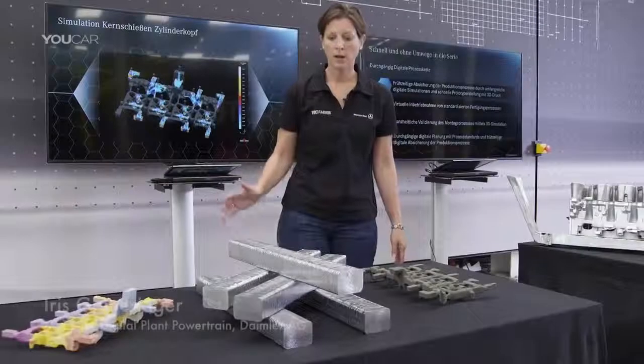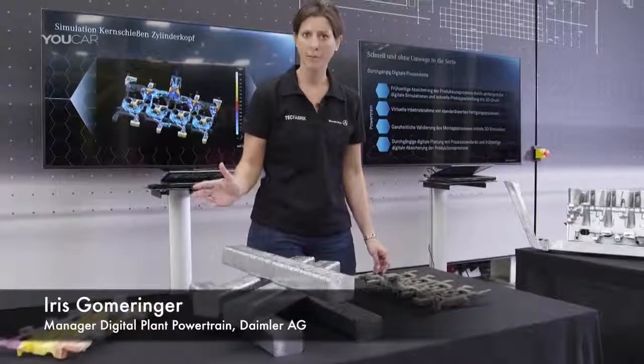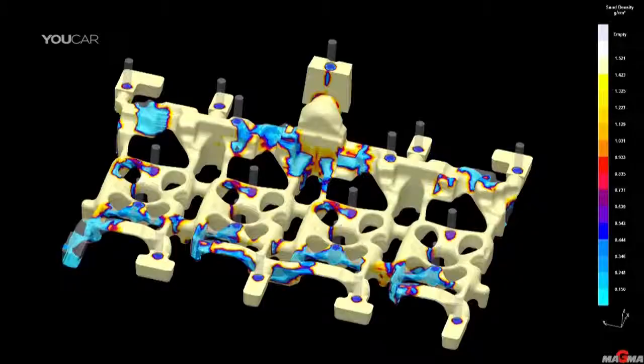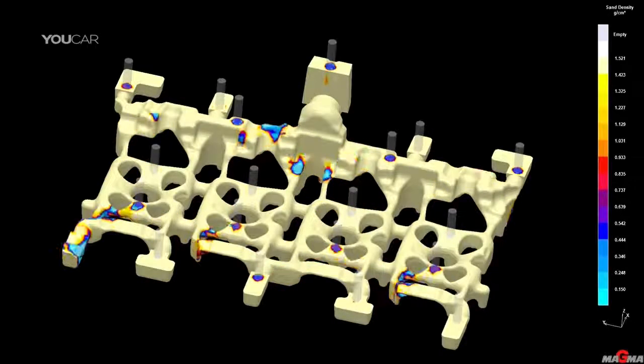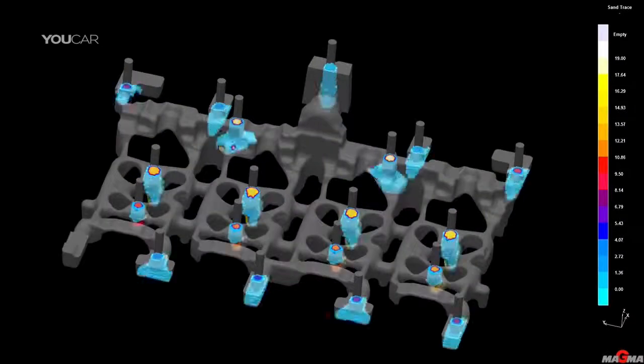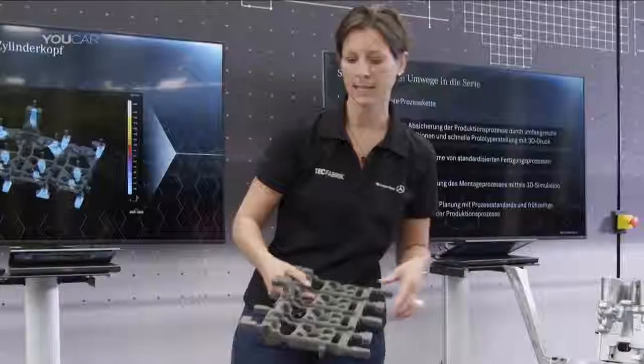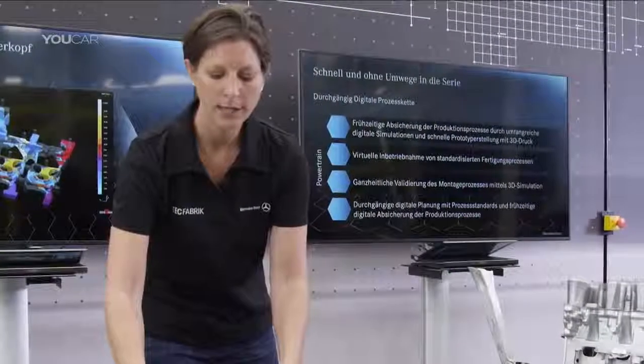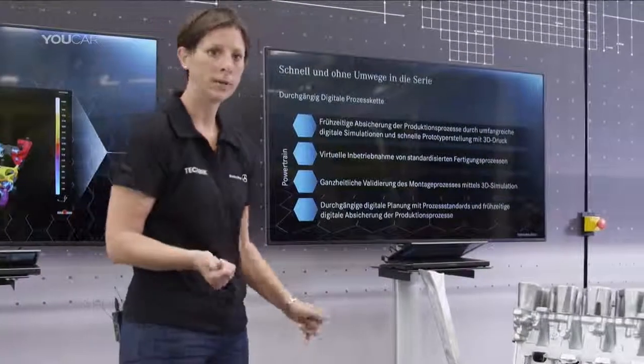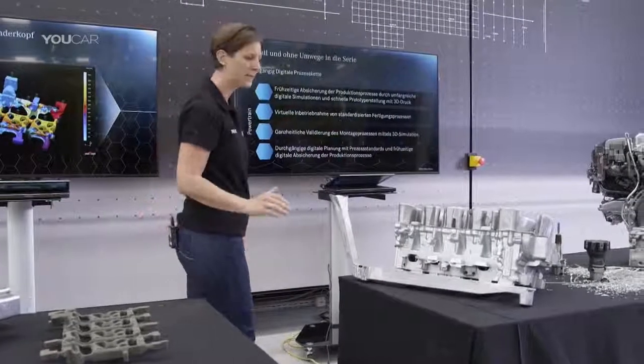Here we have the digital process chain for the powertrain. So we simulate the core shooting process for the sand cores. We need the sand cores for the water cooling system in the cylinder heads. So this is simulated and optimized in the whole simulation before the first hardware is coming.